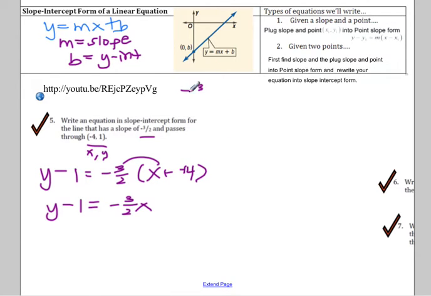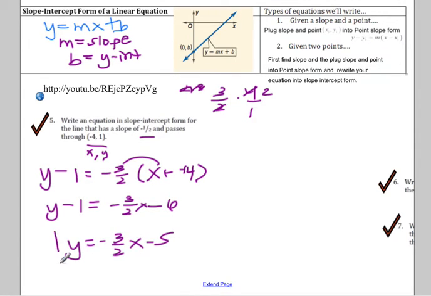Just going to do a little note up here. So it's really 3/2 times 4, which is 4/1. 4 is divisible by 2, so I would be left with 2. So this gives us 6, so plus 6. And then I would add, sorry, this would be a negative, right? Negative times positive, so -6. Then I would add the 1 to the other side, so I would have y is equal to -3/2x minus 5. Okay, that's option 1, using point-slope.